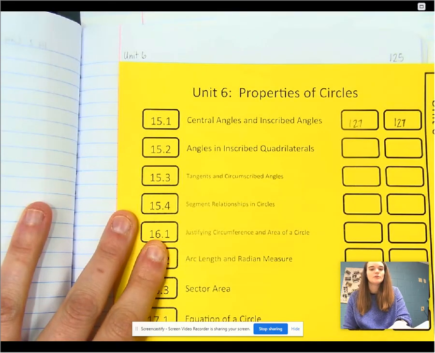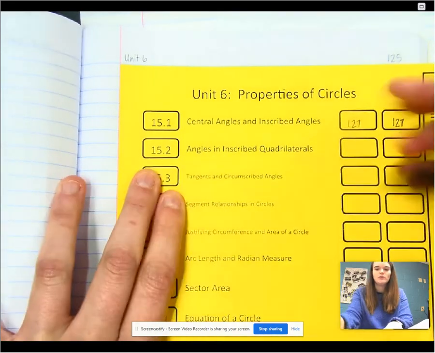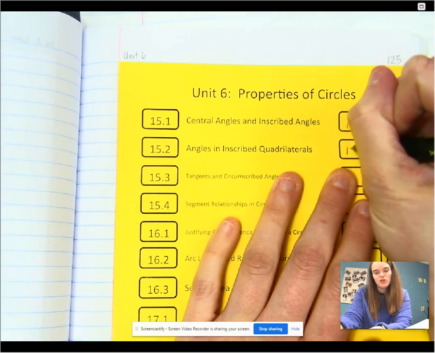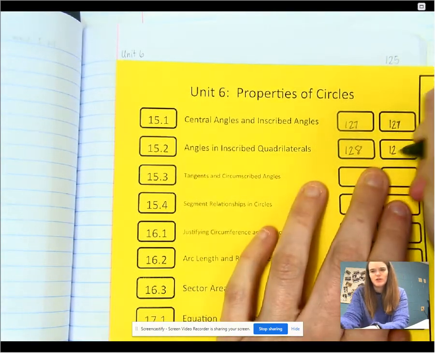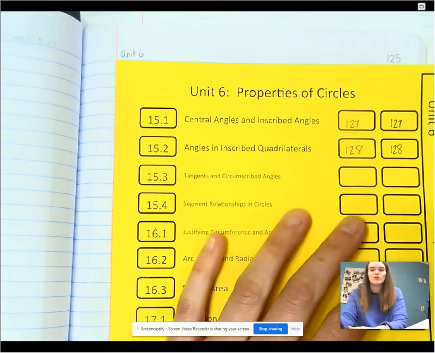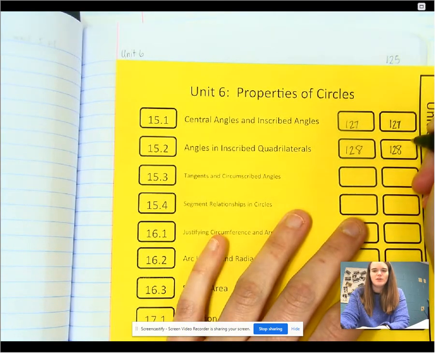All right, still working with the properties of circles. Today we're going to do 15.2. This is also only on one page. All of them except for 16.2 and 17.1 are going to be on one page. So there's 128. Whether you want to just cross it out and do it that way might help.